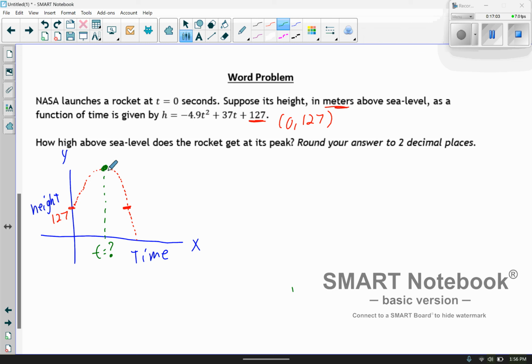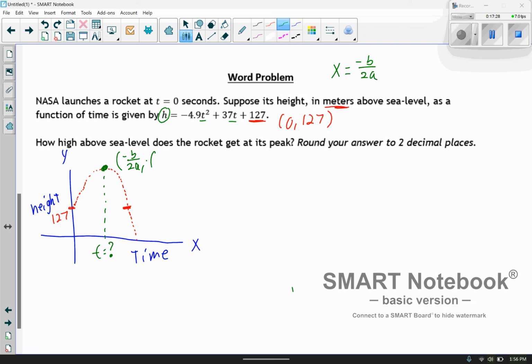And then once I find that, I can plug it in and figure out what the height is right here. So we're going to be using that formula for the vertex to figure out the x value. So the x value is equal to negative b divided by 2a. You remember that formula for finding the vertex. So let me write that down over here: negative b over 2a.